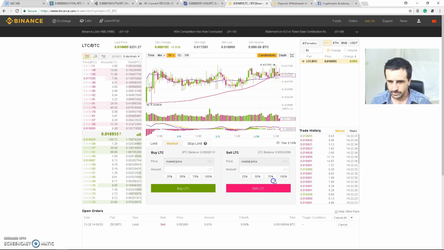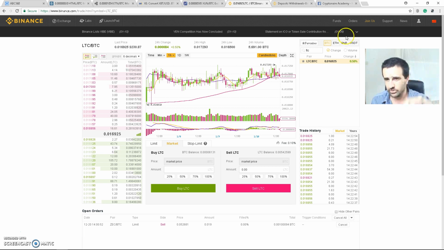Amount, you enter your amount or press one of these. I want to sell all of it. Sell, boom, and that's immediate. I'll have Bitcoin, because this is a Bitcoin and Litecoin trading pair. Over here you've got Bitcoin, Ethereum, BNB, which is a special crypto for the exchange, and US dollars, I think.